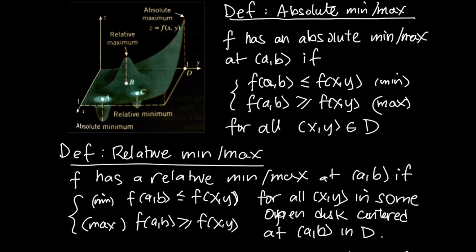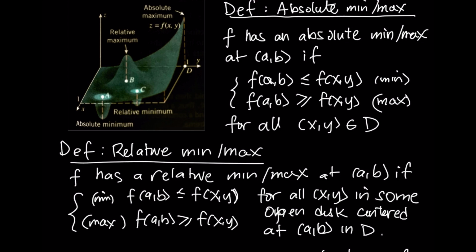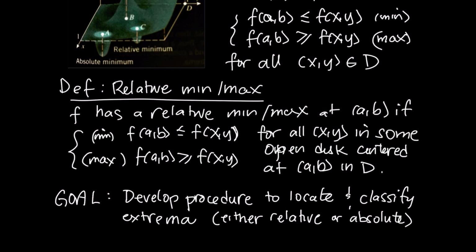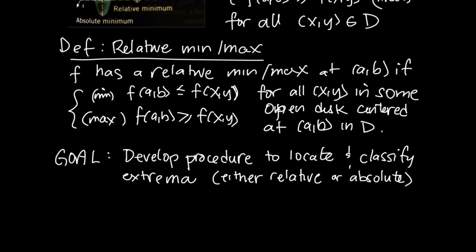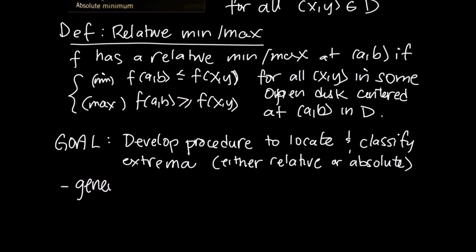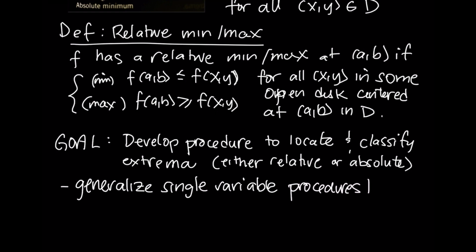Now, our goal with all of these definitions is to develop some procedure that's going to be able to locate and classify extrema. That is, we would like to be able to determine where any relative and absolute min and max are for our function, and we'd like to be able to distinguish whether they are relative or absolute. Now, the good news is most of these procedures have been developed for functions of a single variable, and so many of those ideas are used as the basis to generalize it to multivariable functions.